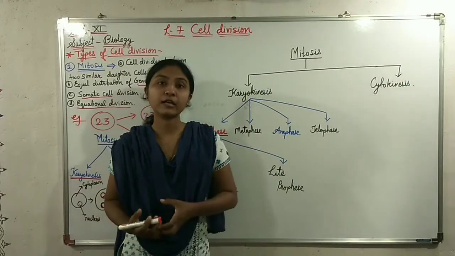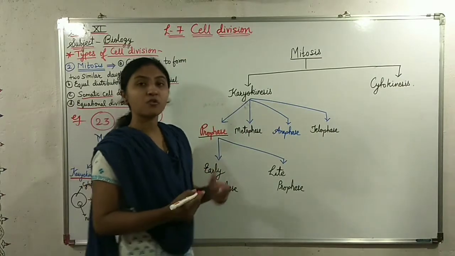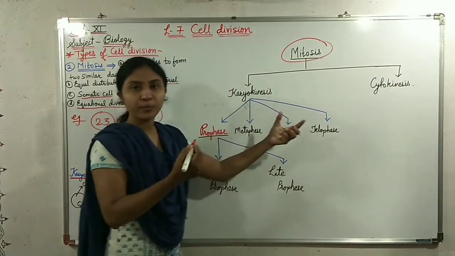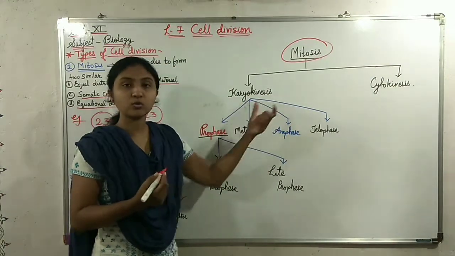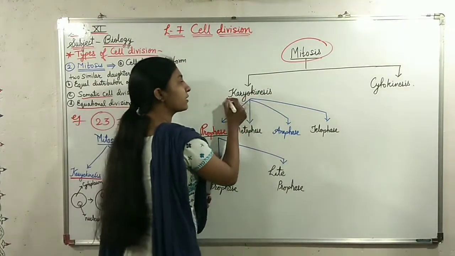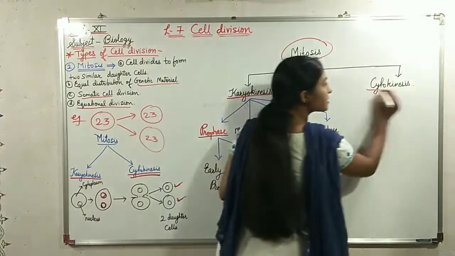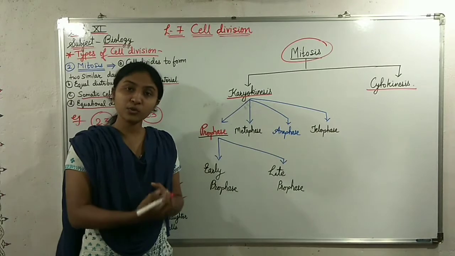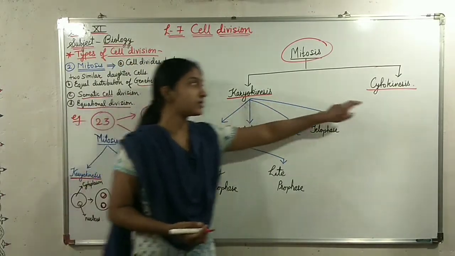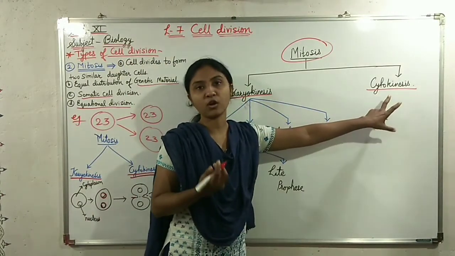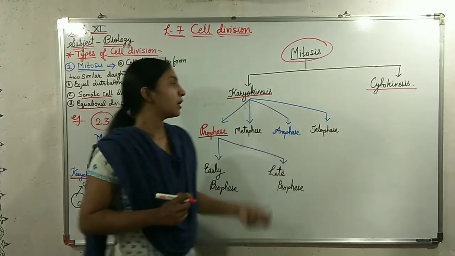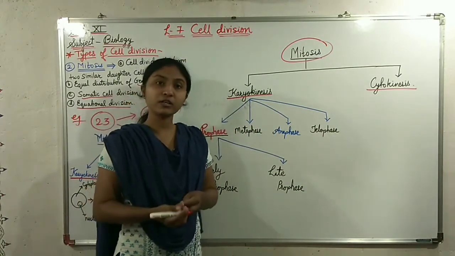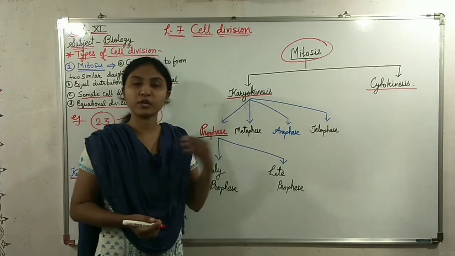So earlier I said that the process of mitosis is divided into two stages, that is karyokinesis and cytokinesis. In karyokinesis, the division of the nucleus takes place, and in cytokinesis, the division of the cytoplasm takes place. Now, this process of karyokinesis is further divided into 4 different phases.